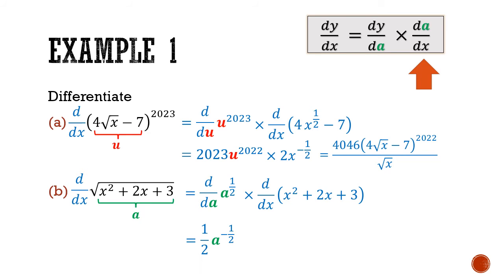When we differentiate a to the power of half with respect to a, we'll get half, the coefficient comes from the power, multiplied by a to the power of negative half. This comes from half minus 1. And when we differentiate the chain, we'll get 2x plus 2. Next, we can simplify all this. We'll express our answer in positive index notation as well. So we'll get x plus 1 over square root of a. So that'll be x plus 1 over square root of x squared plus 2x plus 3.